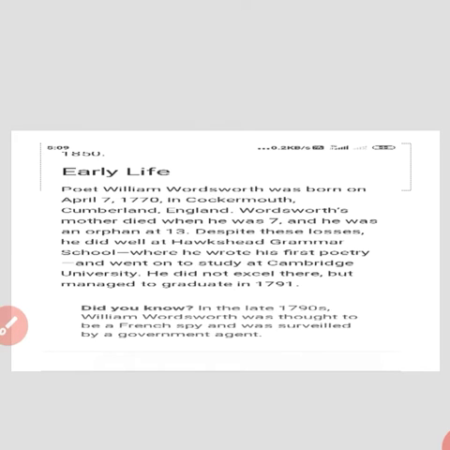William Wordsworth was born on April 1777 in Cockermouth, Cumberland, England. Wordsworth's mother died when he was 7 and he was an orphan at the age of 13. Despite these losses, he did well at Hawkshead Grammar School, where he wrote his first poetry and went on to study at Cambridge University. He managed to graduate in 1791.